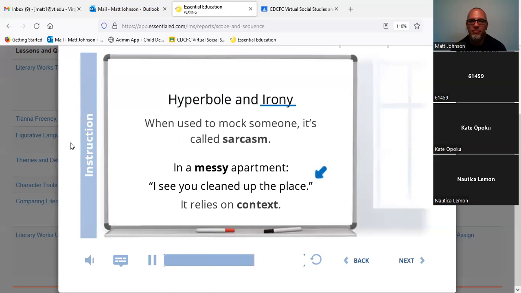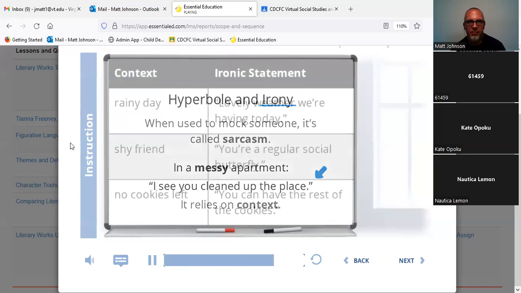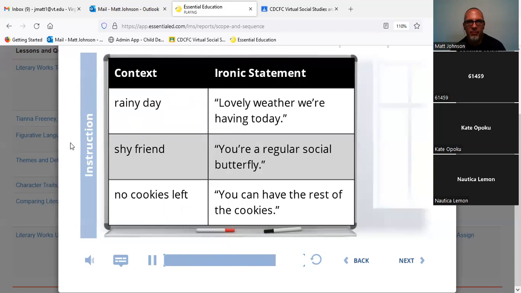By the way, when irony is used to mock someone, it's called sarcasm. This comment here, the one about the apartment, that would count as sarcasm. In this example, I'm mocking someone for having a messy apartment. That's irony used as sarcasm. Let's go through a few more examples of irony. On the left, I'll put the context. On the right, I'll give an example of an ironic statement for this context. There. So, do you see how this works?